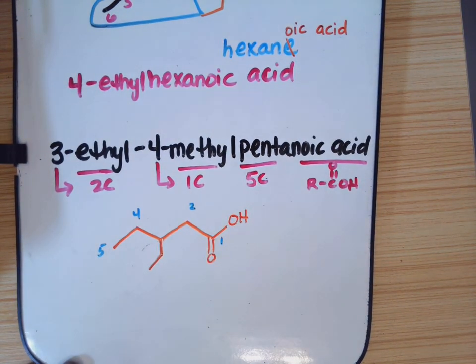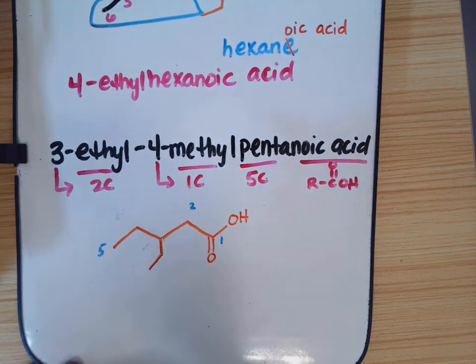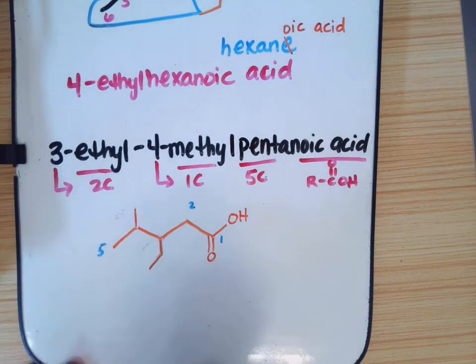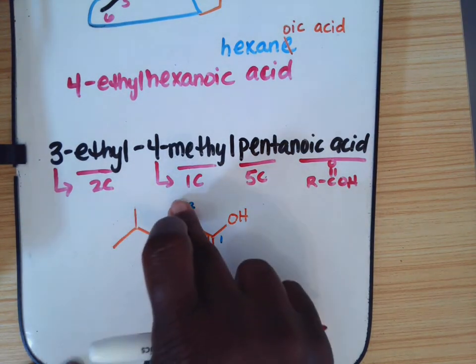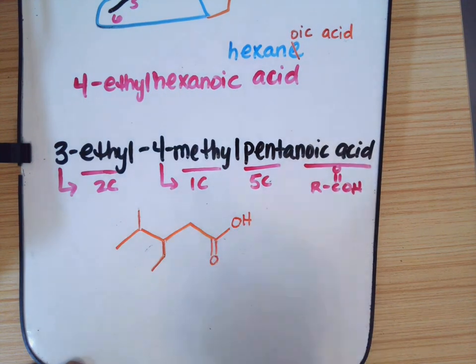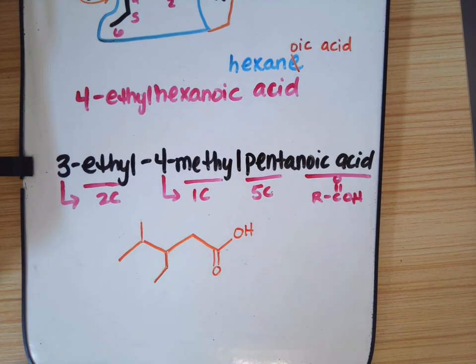I also need a methyl on carbon 4. So go over to carbon 4. I've indicated that's carbon 4. Go ahead and draw your methyl group. Methyl is 1 substituent that only has 1 carbon atom. So you have your methyl group. If I erase these numbers just to minimize confusion, I now have the structure of 3-ethyl-4-methylpentanoic acid.